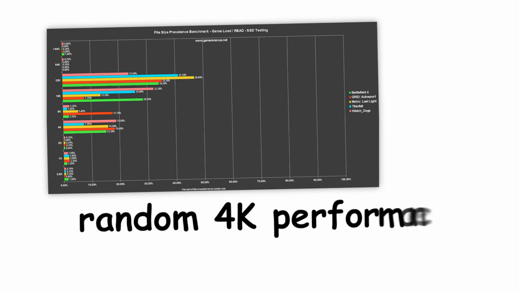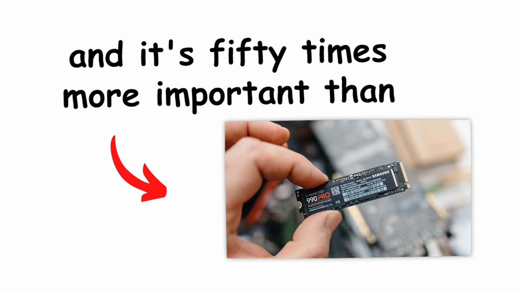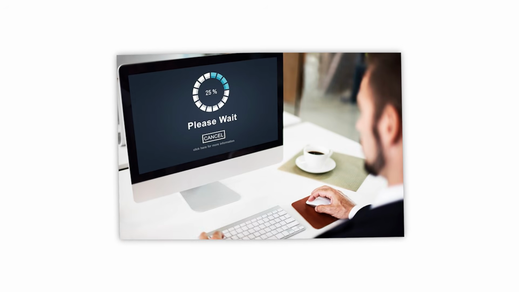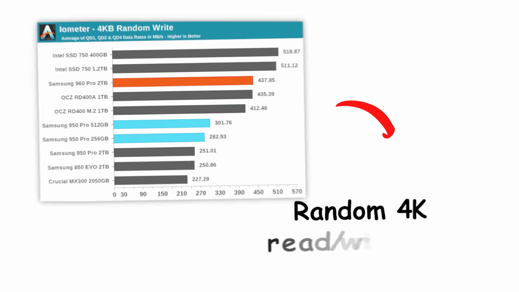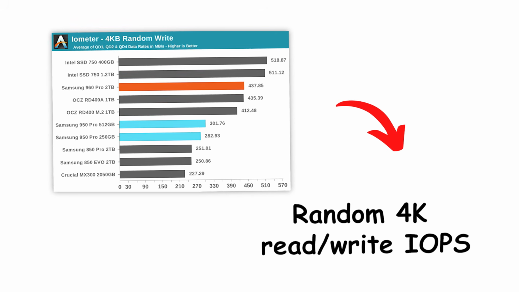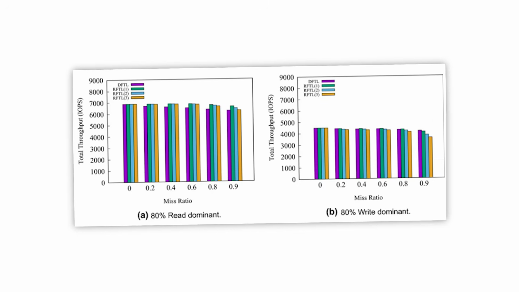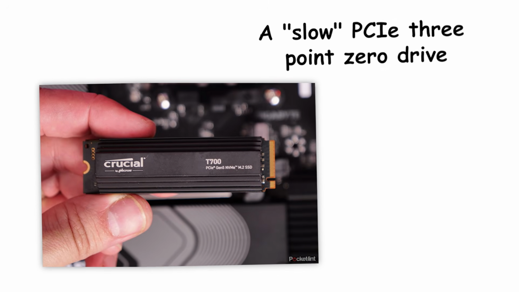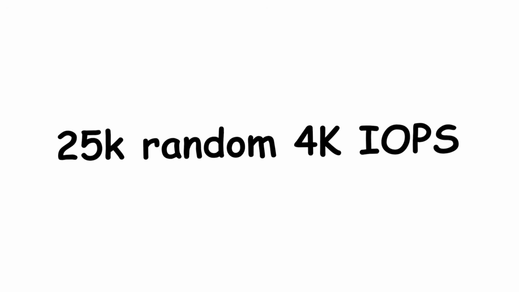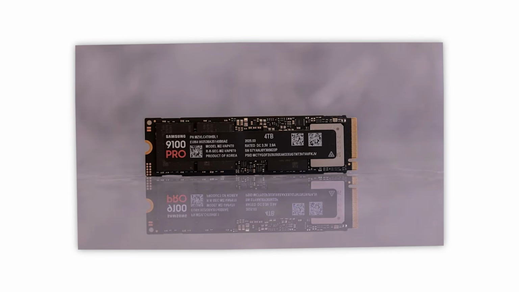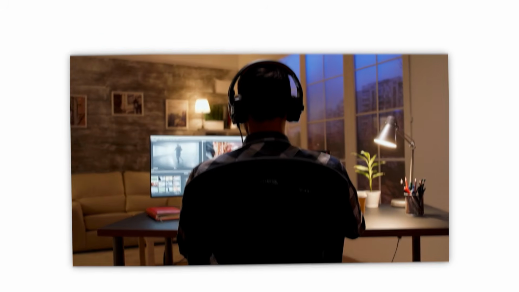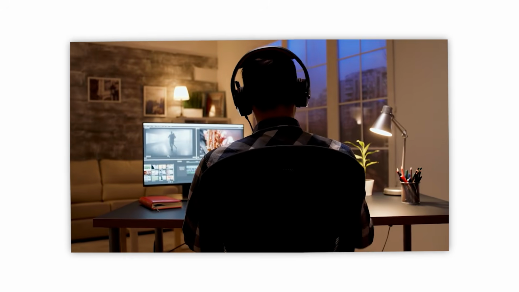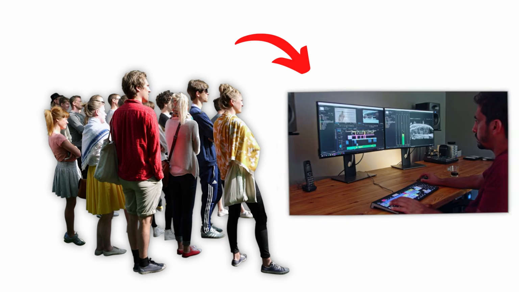This is called random 4K performance, and it's 50 times more important than sequential speed for boot times, application loading, and general responsiveness. The specification that matters: random 4K read-write IOPS, input-output operations per second. A slow PCIe 3.0 drive doing 25,000 random 4K IOPS will feel faster than a fast PCIe 5.0 drive doing 15,000 IOPS. The big sequential number is for video editing workloads. Everyone else needs random performance.